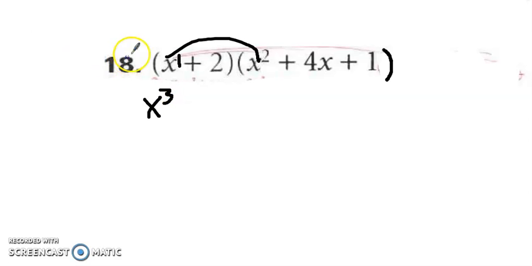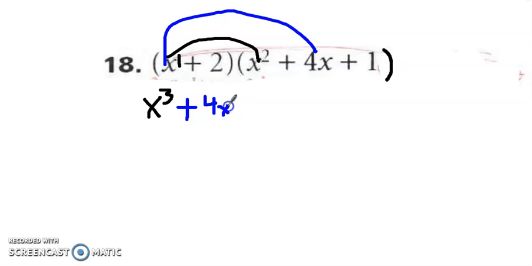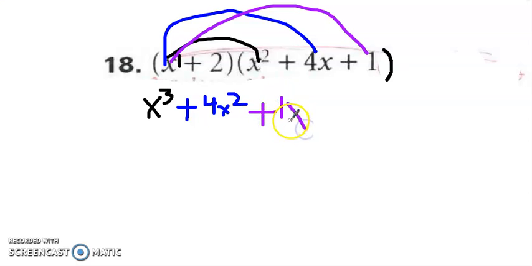And there's 1x and 2 x's makes x to the 3rd. Then I distribute the x to the 4x. There's a positive here and a positive here, so that's a plus. There's 2 x's, so it's 4x squared. Next I distribute the x to the 1. Well, 1x times 1 is just 1x. So we have a plus 1x. That's for the first group. Now I'm going to move on to the second group.